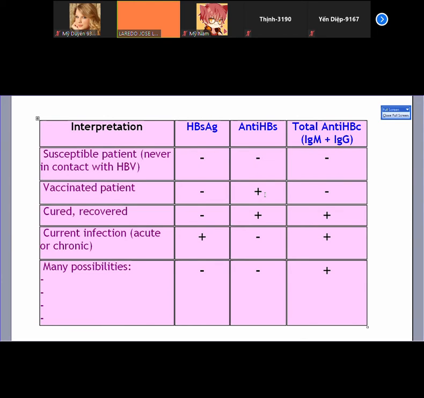Do you have any question about serology for hepatitis B? This is the most important part of the class. Any question? Oh, do you want to say something about serology?